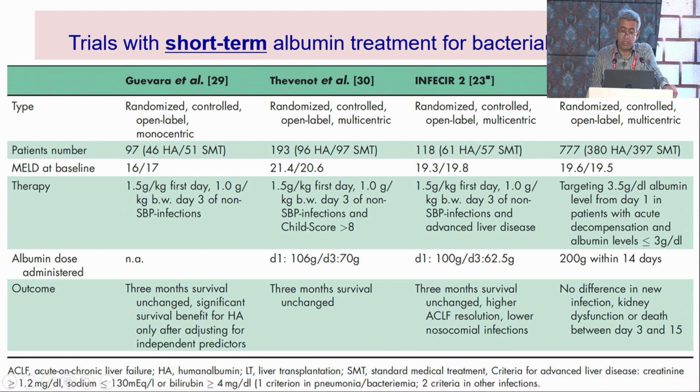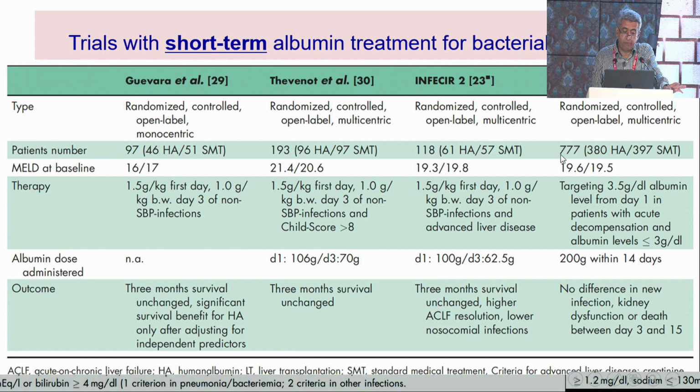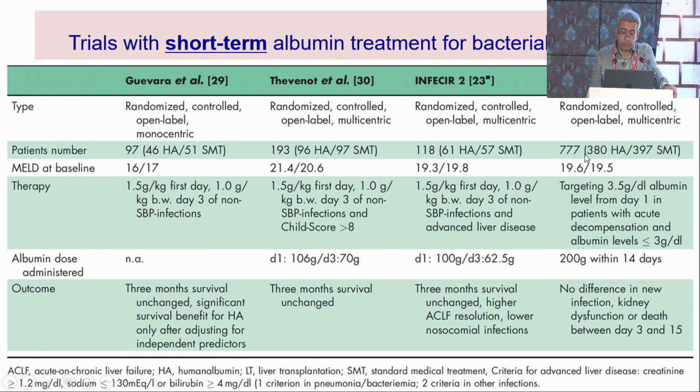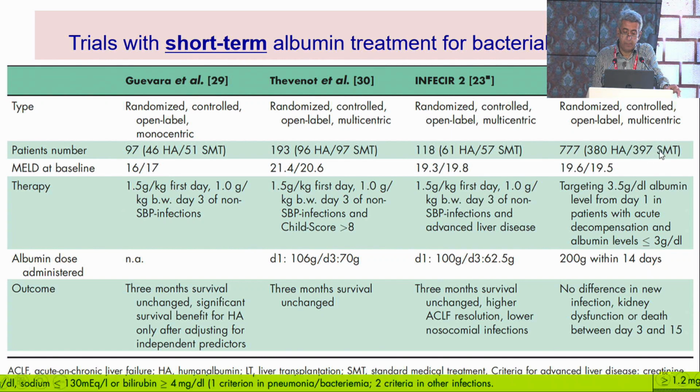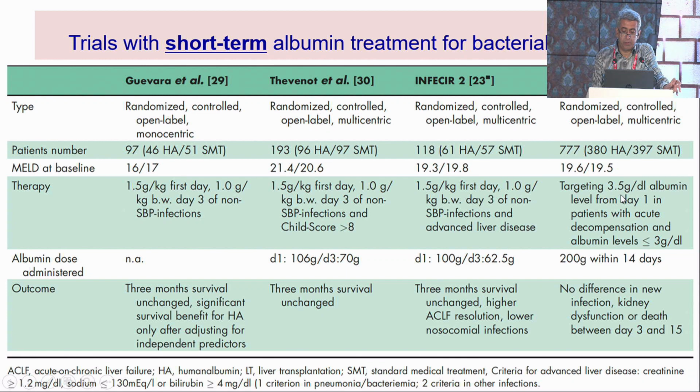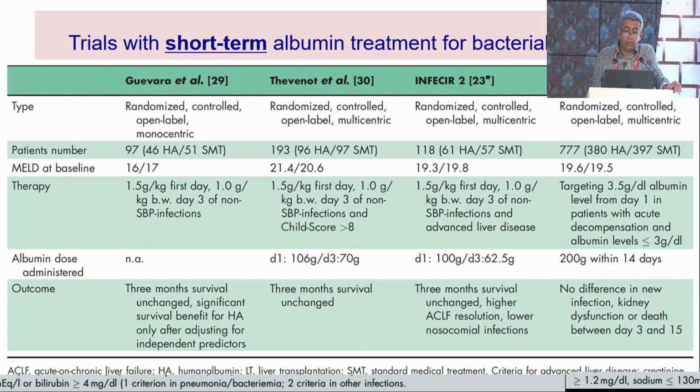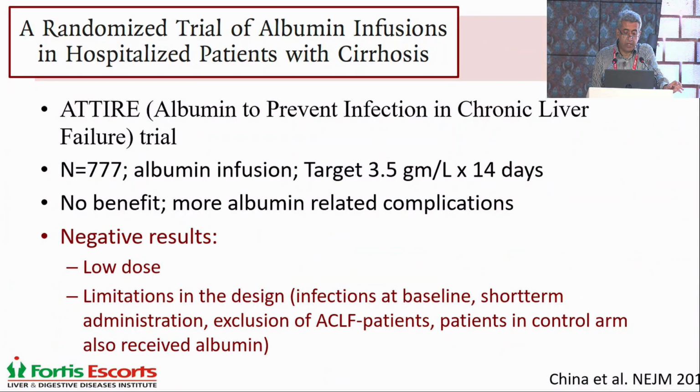last one, which is the ATTIRE study, which was a randomized controlled open label study of 777 patients, with 380 who had human albumin and 397 who had standard medical therapy. They were targeting 3.5 gram per deciliter of albumin from day 1, in patients who had albumin levels less than 3. And there was no difference in new infections, kidney dysfunction, or mortality. So they had no improvement by giving albumin.